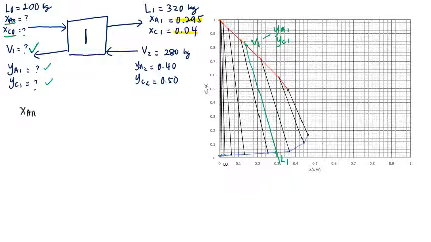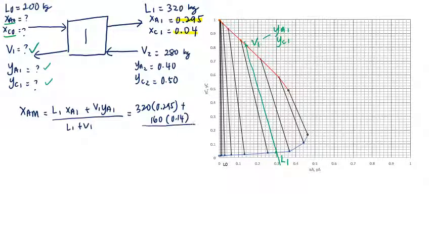So XAM equals L1 XA1 plus B1 YA1 over L1 plus B1. So L1 is 320, XA1 is 0.295, plus B1 is 160 just now, and YA1 is 0.14, divided by 480 as the mixture, so you get XAM. The composition of A in the mixture is 0.243, and then you also need the composition of C in the mixture.